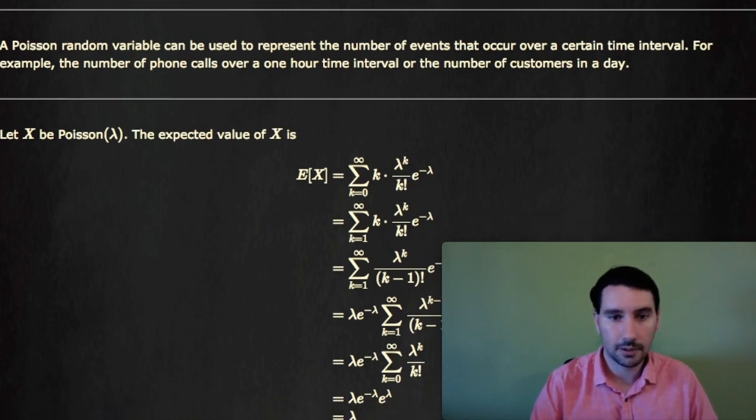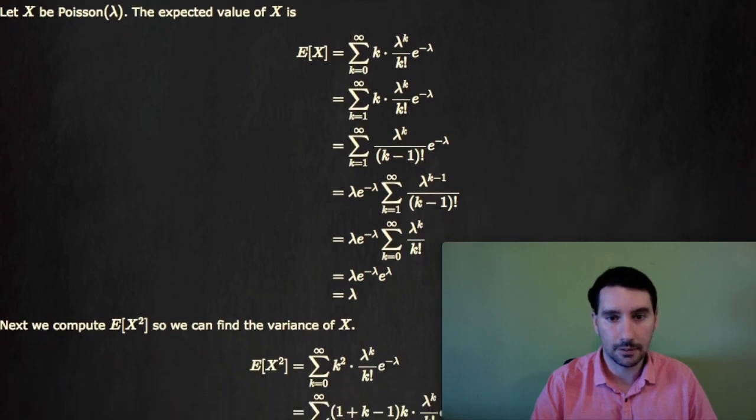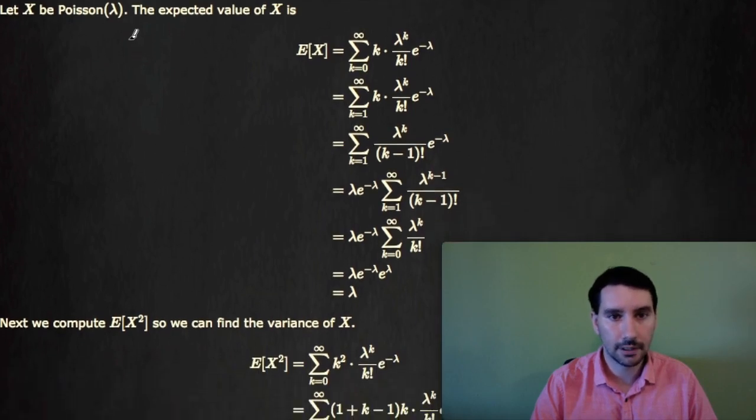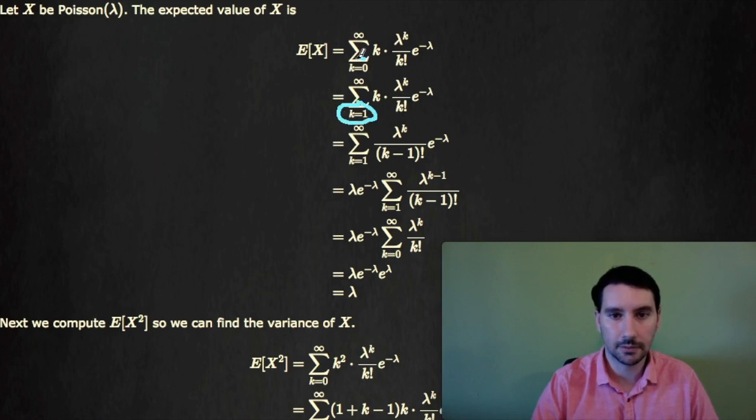Now we're going to compute the mean and variance just as we did for the geometric and binomial random variables. So let X be Poisson(lambda). The expected value of X is, just by definition, the sum from k equals 0 to infinity of k times the probability X equals k, which is lambda to the k over k factorial e to the minus lambda. If you plug in k equals 0, you just get 0, right? So we don't need the 0th term, and we're going to reindex from k equals 1 to infinity instead of from k equals 0 to infinity.